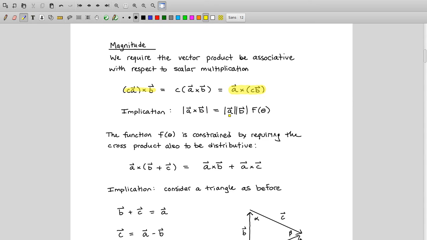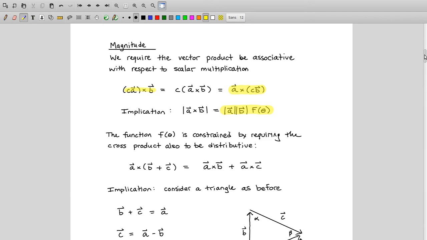And so that imposes the constraint that the magnitude of the cross product be proportional to the magnitude of A and proportional to the magnitude of B, like we saw with the dot product, times perhaps some function of the angle between the vectors that is as yet unspecified. But we already see that this scalar multiplication associativity requires that the cross product will have some sort of relationship like the dot product had in terms of its magnitude.